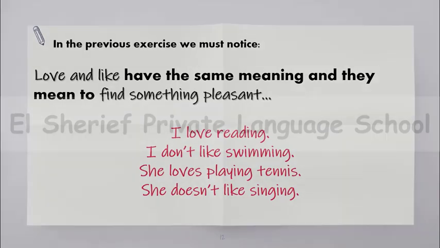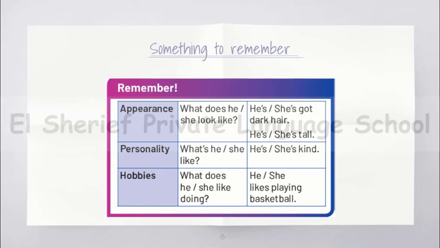So please keep up with me. And remember, when I am going to ask about the appearance, I say, what does he or she look like? Okay, I'm telling you about someone and you don't remember him or her. So you are going to ask me, saying, what does he or she look like? So I will answer, telling you, he has or she has got dark hair or curly hair or blonde hair, and he is or she is tall. So when I ask you about the appearance, I say, what do or does the subject look like?